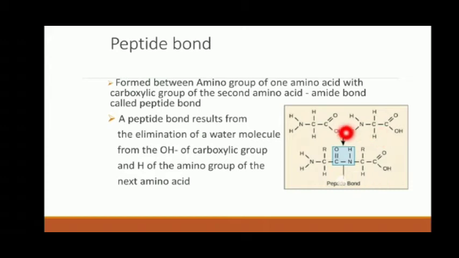Look here. The OH group of the carboxylic group of the first amino acid reacts with the hydrogen of the NH2 group of the second amino acid. This is the first amino acid, this is the second amino acid. The OH in the carboxylic group of the first amino acid and the H in the amino group of the second amino acid join, and one water molecule is released. H plus OH, H2O, is released.